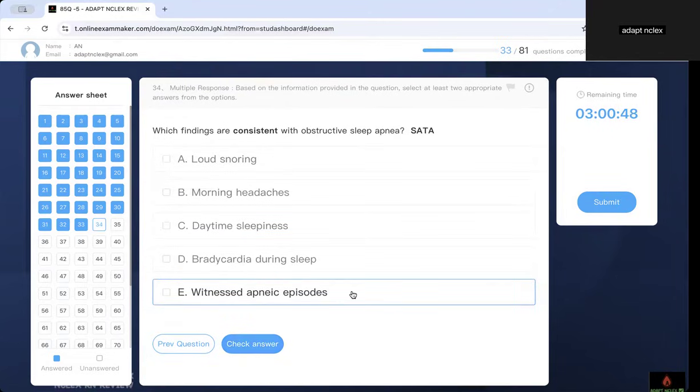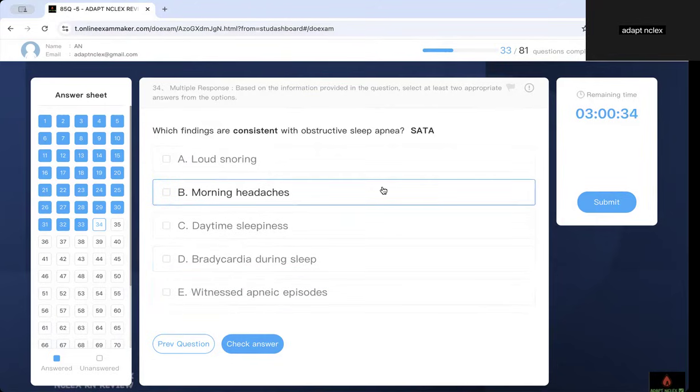Which findings are consistent with obstructive sleep apnea? You have to know this. How do you know this? Constant information about a specific problem. Sleep apnea, well, do they have loud snoring? Do they have headaches? Do they have daytime sleepiness? Do they have bradycardia during sleep? And do they have witnessed apneic episodes?